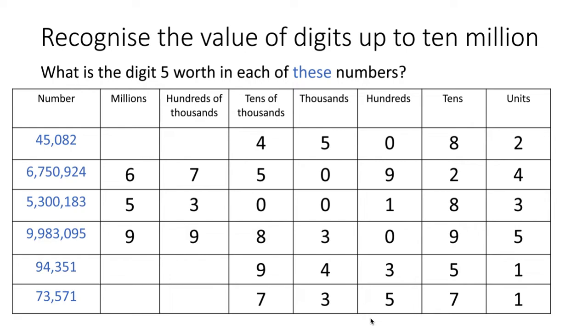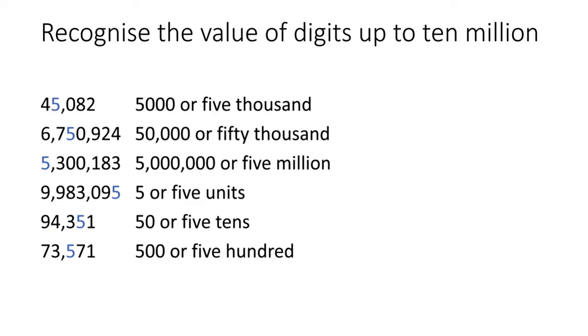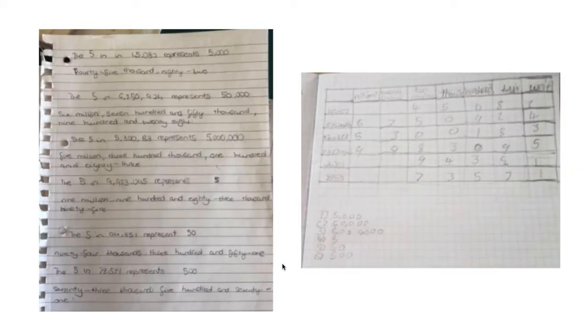Take a moment to mark your work from yesterday. After that, you should have written their values. So for the first number, 5,000. The second, 50,000. 5 million. 5 or 5 units. 50 or 5 tens. 500. On the next slide, we have a couple of fantastic examples I was sent yesterday.